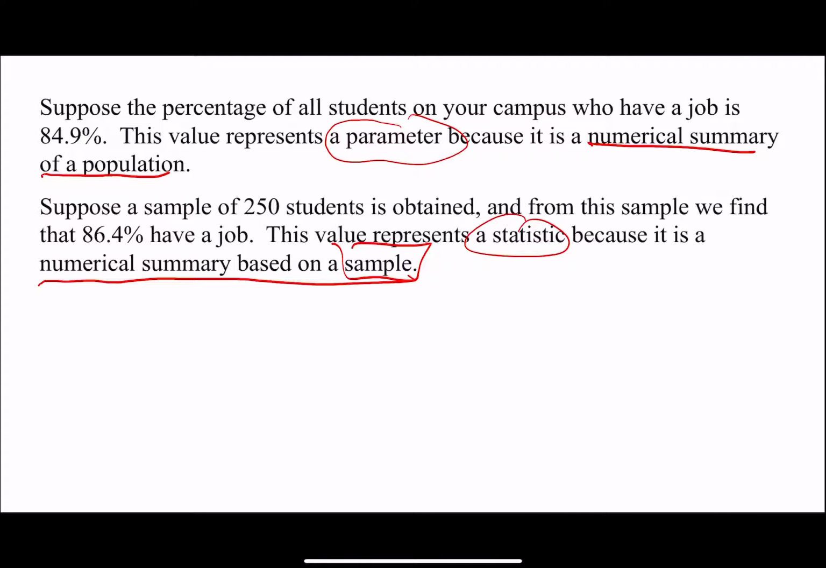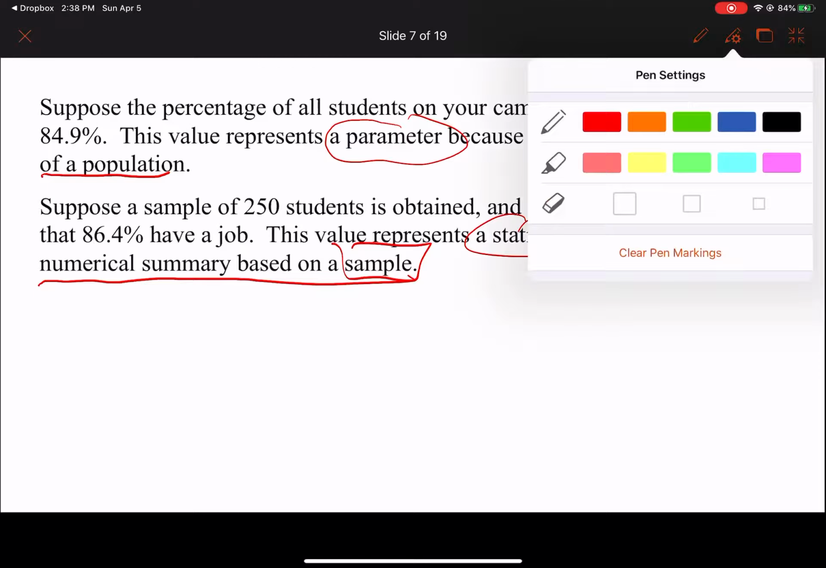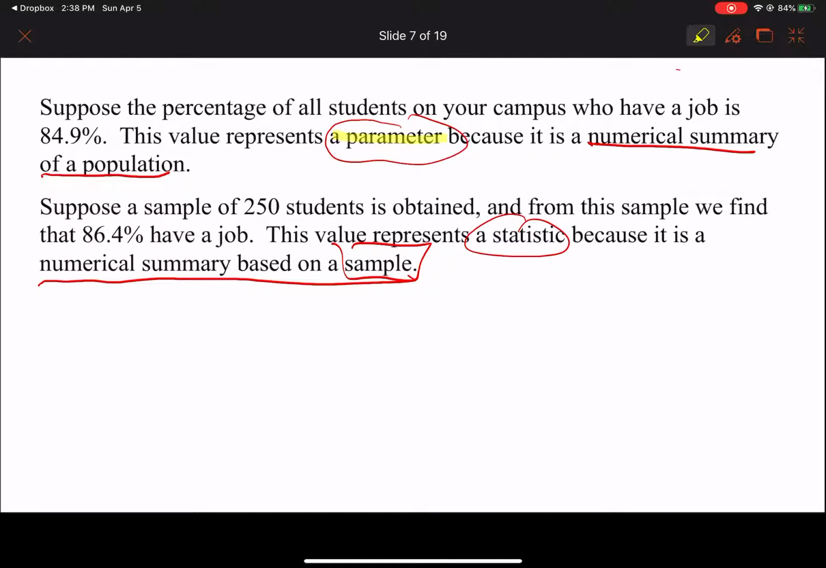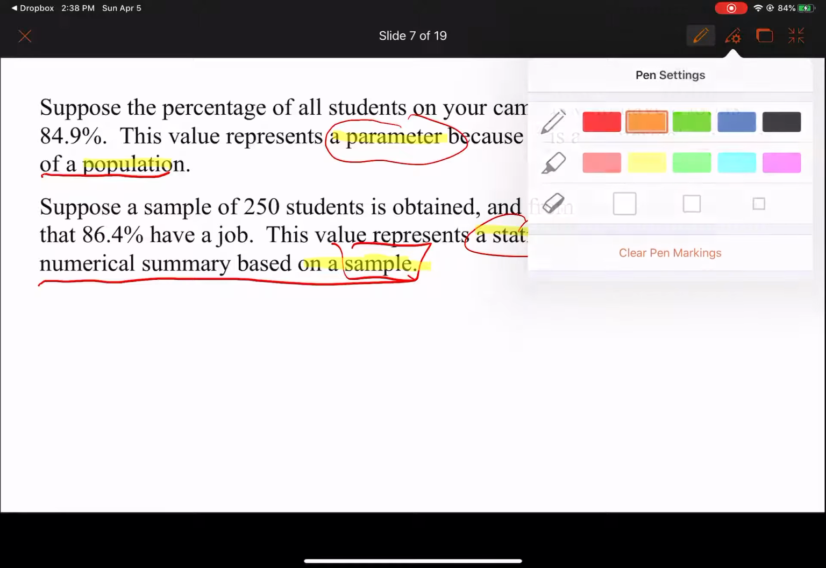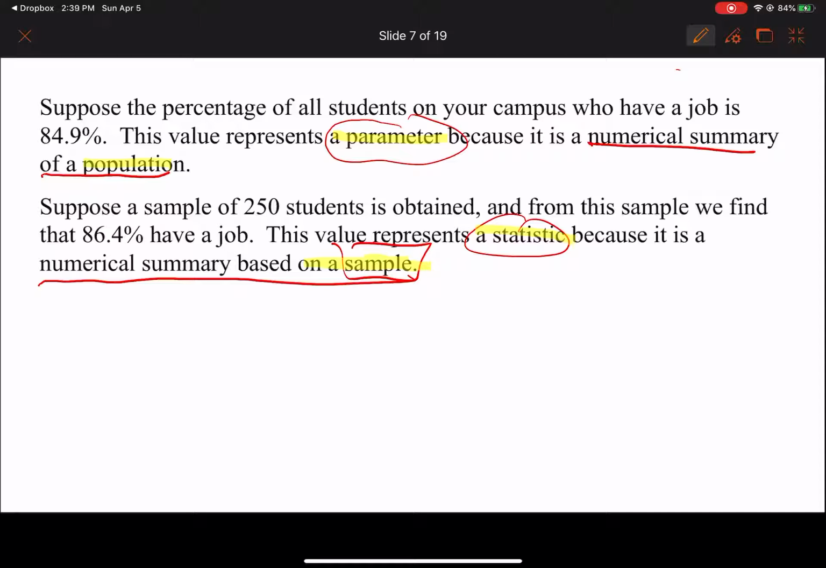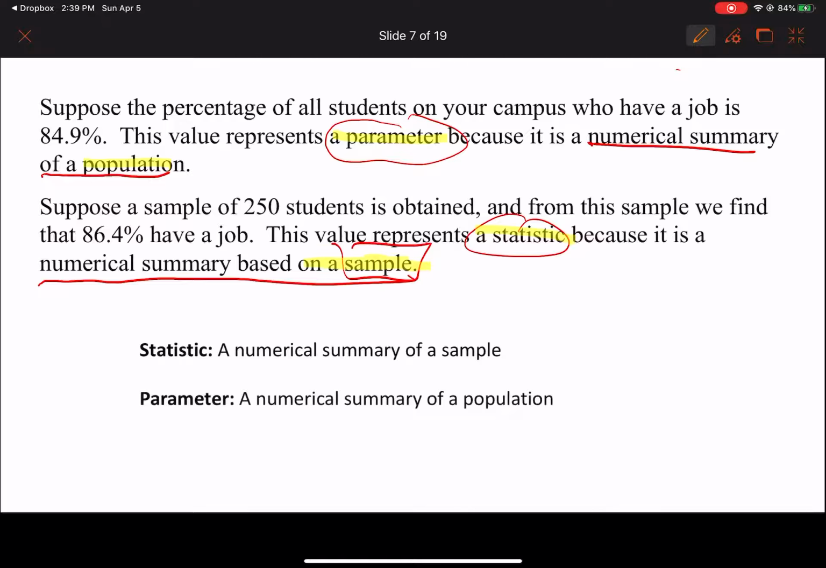So parameter is a numerical summary of the population. Statistic is based on a sample. One way that you might be able to remember this is that parameter and population both start with P, and statistic and sample both start with S. So statistic is a numerical summary of a sample. Parameter is a numerical summary of a population. Remember, the population is everybody. The sample is just those that we chose to talk about, or that we chose to ask questions of.